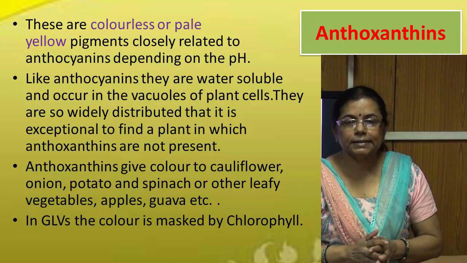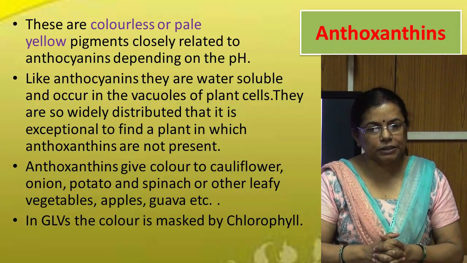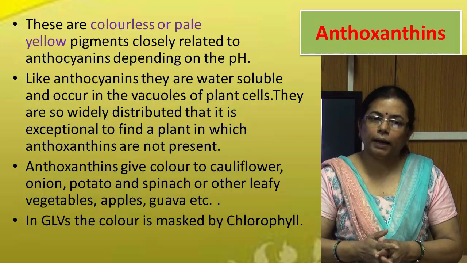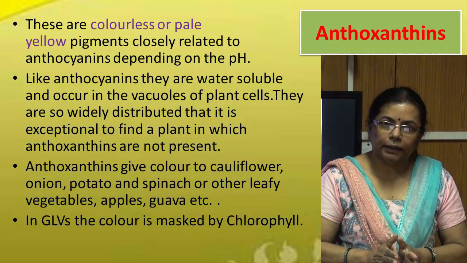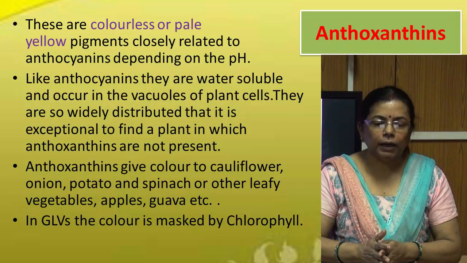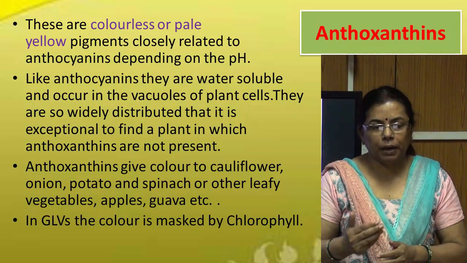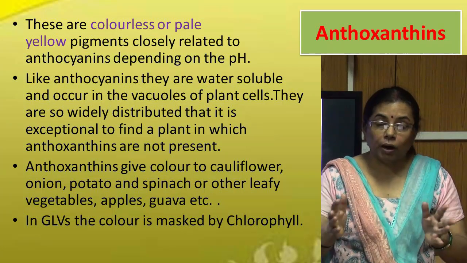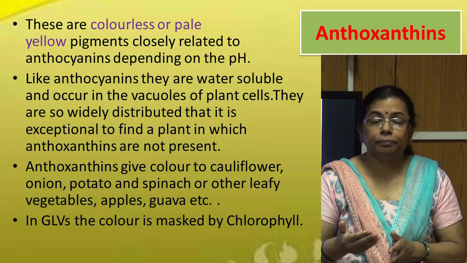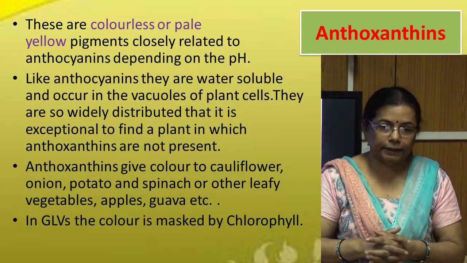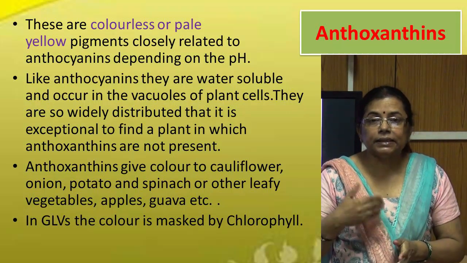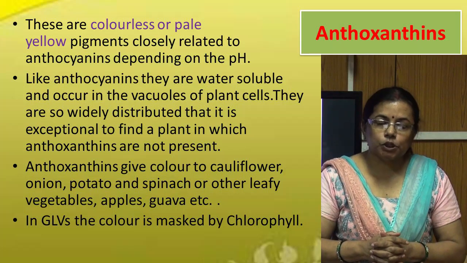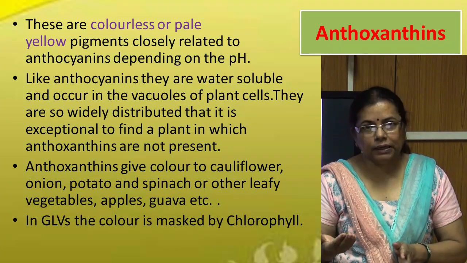Now, anthoxanthins. Anthoxanthins are colorless or pale yellow pigments closely related to anthocyanin. Like anthocyanins, they are water soluble and occur in the vacuoles of the plant cell. They are distributed in nature so widely that it is difficult to find any plant which does not have them. Anthoxanthins give color to cauliflower, onion, potato, apples, guava, spinach and other green leafy vegetables.